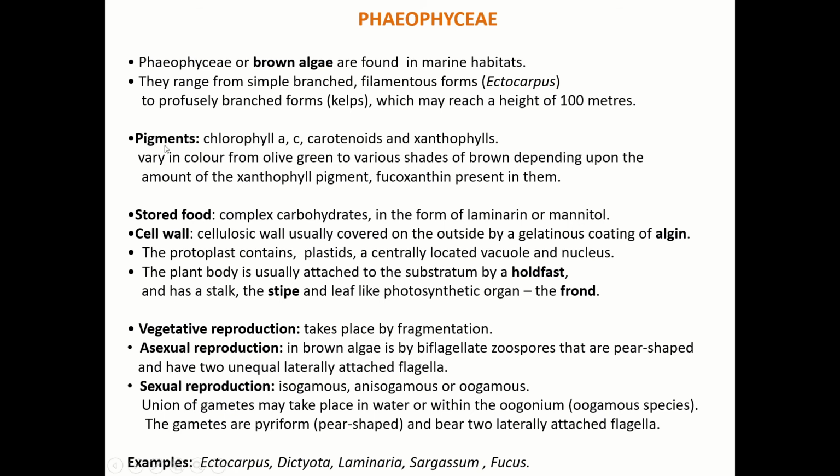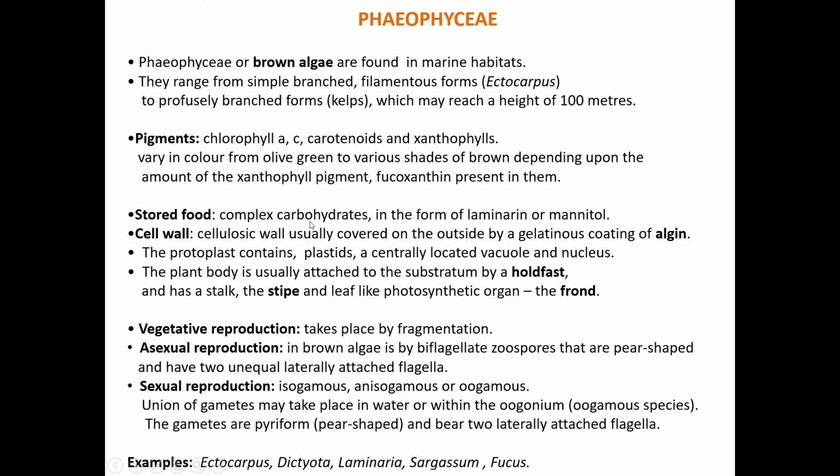Now pigments present in the Phaeophyceae are chlorophyll a, c, carotenoids and xanthophyll. Although chlorophyll a you will find in all the plants, the dominant pigments here are c, carotenoids and xanthophyll. That's why it imparts brown color to the algae. They may vary in color from olive green to various shades of brown depending upon the amount of the xanthophyll pigment fucoxanthin present in them. So the dominant pigment here is the xanthophyll.